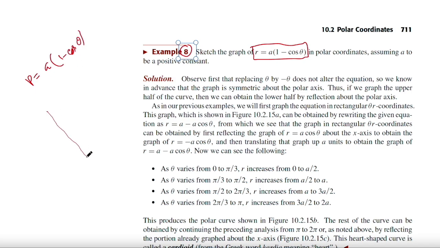Now your first target will be what? When theta is 0, r equal to what? Cos 0 equals 1, so r equals 0. The first point is this one.